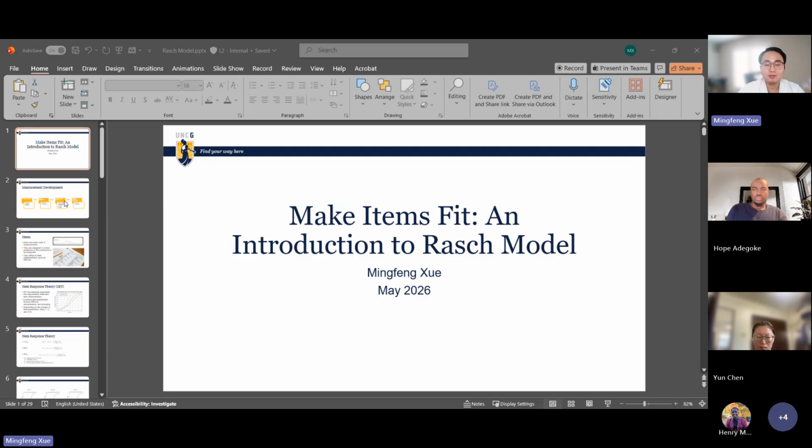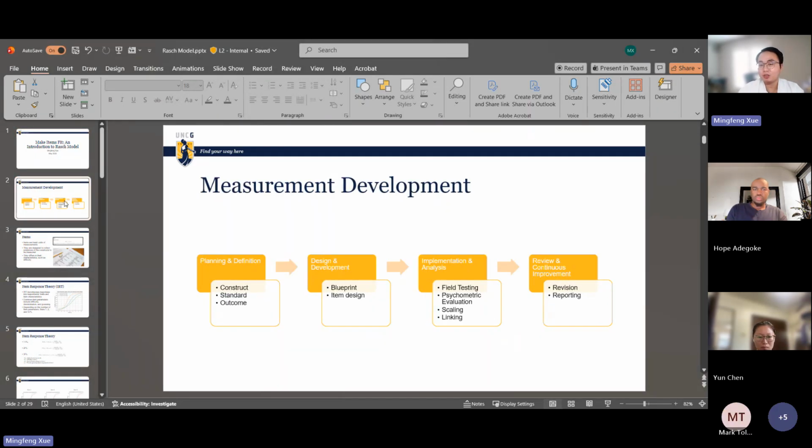But before I introduce the Rasch model, let's go over the typical process of measurement development. We start with a concept, a standard, or some outcome we want to measure. And then we decide the items to reflect the concept. The next step is field testing. We'll conduct psychometric analysis with the data from the field testing and evaluate the item quality. Oftentimes, we need to revise our original items. So this is a general process of measurement development.